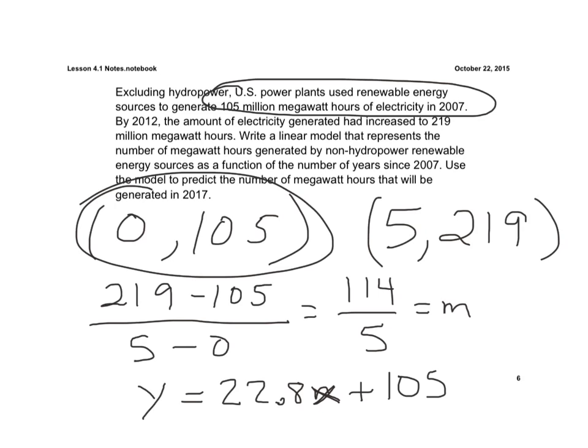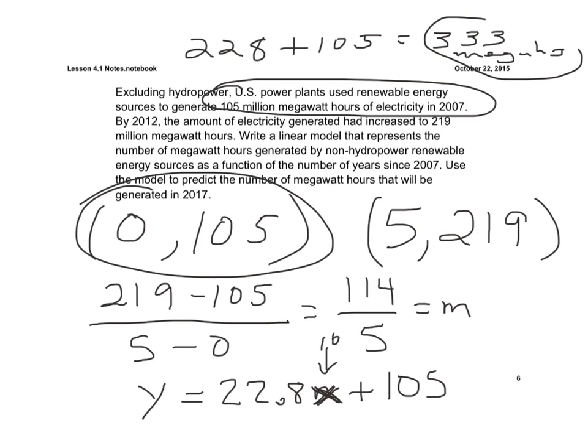Now, if they want us to use this to determine and predict in 2017, well, that would be 10 years past 2007. So that means we'd substitute in 10 for x. So 22.8 times 10 would be 228 plus 105 would be 333 megawatt hours that we would be producing with non-hydropower renewable energy sources.